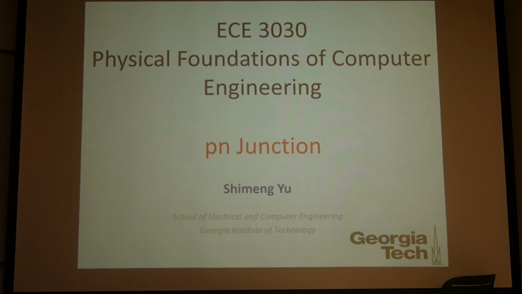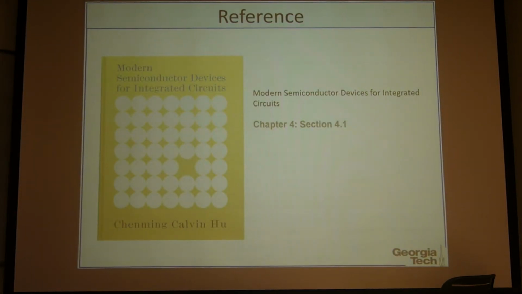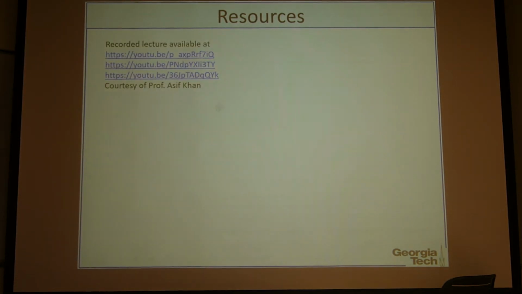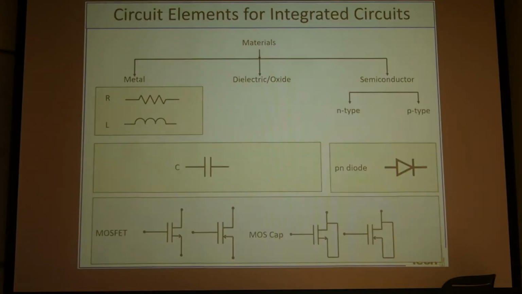Now we are going to move to the next step, which is to build the devices out of the silicon. So those will be the building block for your circuits eventually. So now we are going to start with the PN junction first. And this is a reference chapter in the textbook, and also Professor Asif Khan's lecture video.